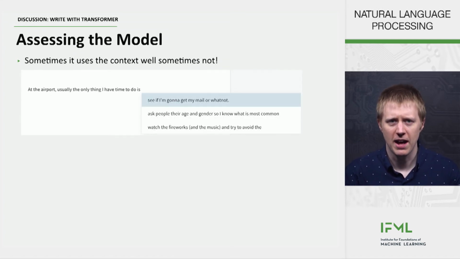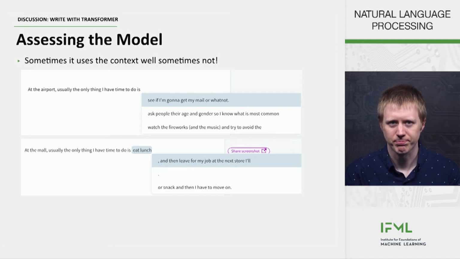So for example, "at the airport, usually the only thing I have time to do is see if I'm gonna get my mail or what." It just makes no sense. "Ask people their age and gender." I mean, this is pretty weird. Not something that I normally do at the airport. So we're seeing that the model isn't totally reasonable in all of these cases.